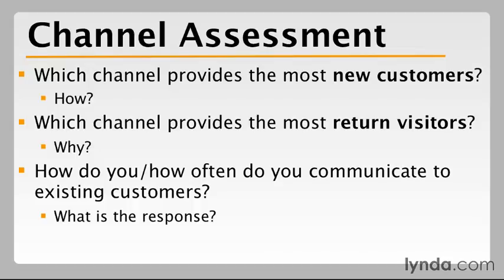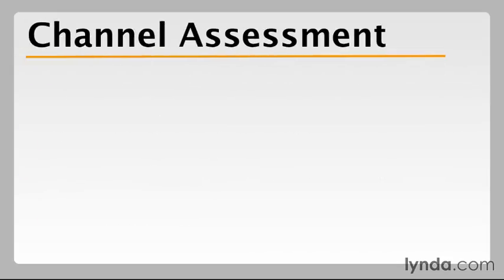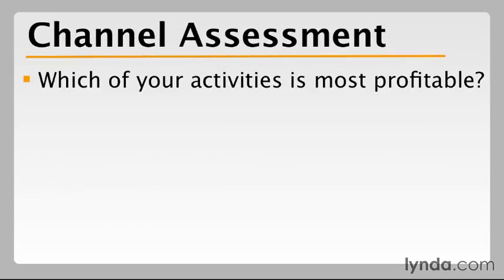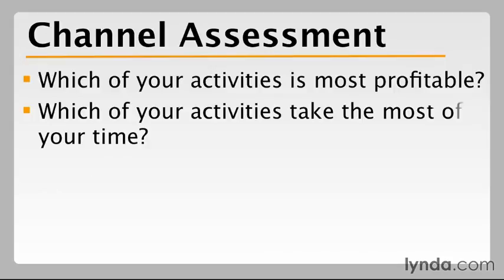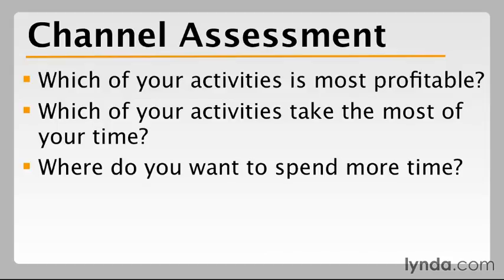You see, once you can start measuring how well you effectively communicate to visitors or customers, you'll be able to understand the priority with which you need to center your integrated marketing plan around. This is the first step. So in your channel assessment, understand which of your activities is the most profitable, and then answer which of your activities take the most amount of your time. Obviously, the next question is, where do you want to spend more time?